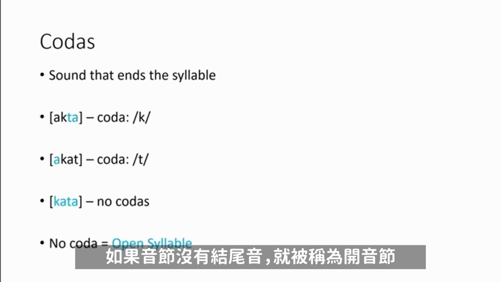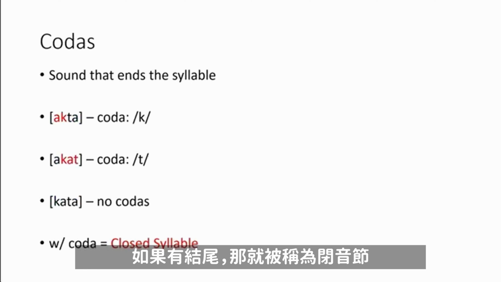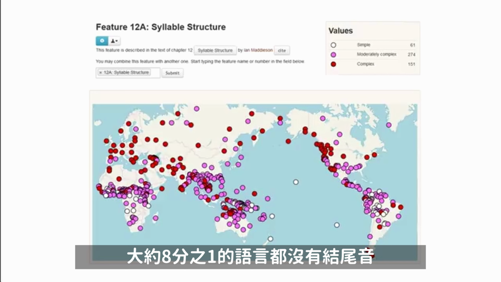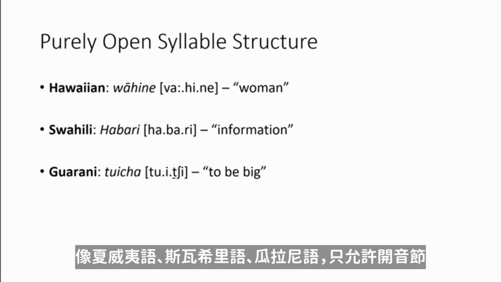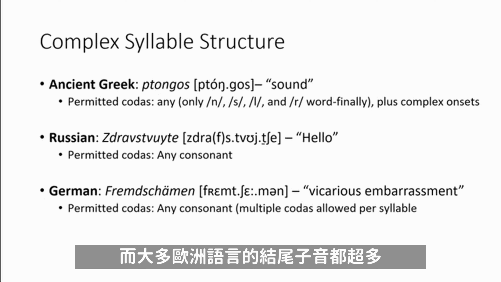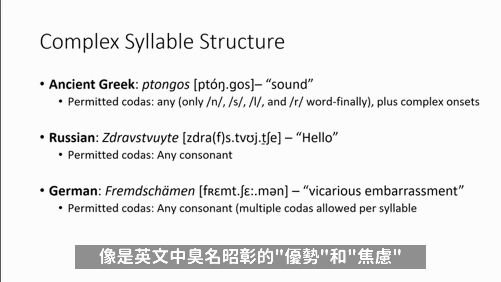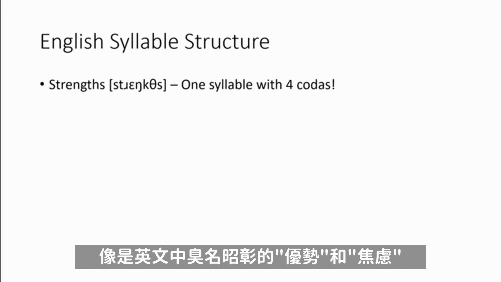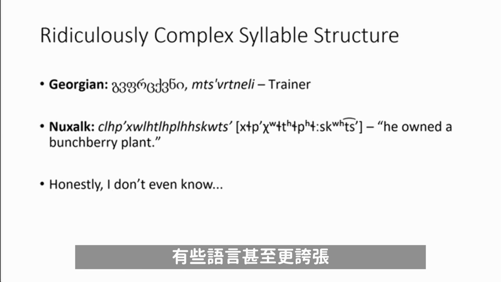If a syllable has no coda, it's called an open syllable, and if it does have a coda, it's called a closed syllable. About 1/8 of the world's languages don't allow codas at all. Hawaiian, Swahili, and Guarani consist only of open syllables. Some languages, like Siglitun and many Asian languages, only allow a very small number of consonants to serve as a coda. Most European languages are considered highly complex in terms of codas, like English's notoriously dreadful strengths and angsts. And some languages go even further than that.